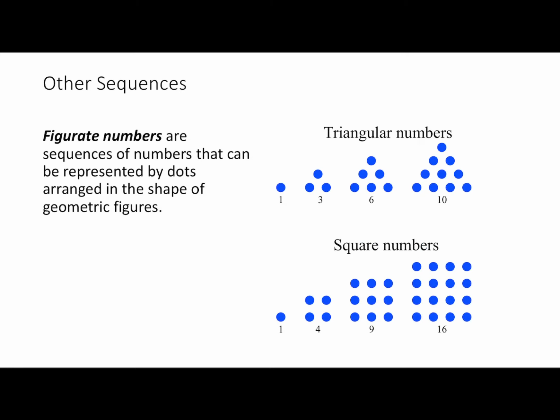Here's another way to get sequences. These ones come from figures. That's why they're called figurate numbers. And they represent the number of dots necessary to create these figures. So we can talk about triangular numbers. Those are the number of dots necessary to make these successively larger triangles here on the top of your screen. And underneath you've got square numbers where we're making squares. Notice that these numbers also have a pattern. This is 1 squared, this is 2 squared, 3 squared, 4 squared, and so on.